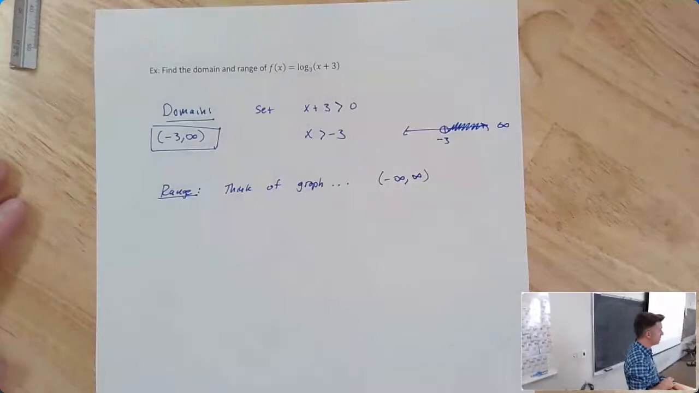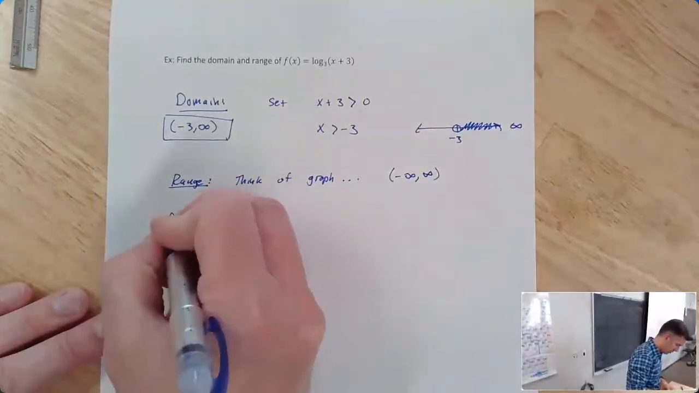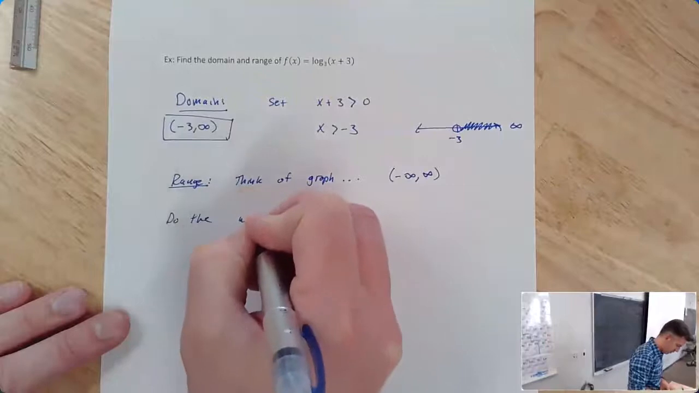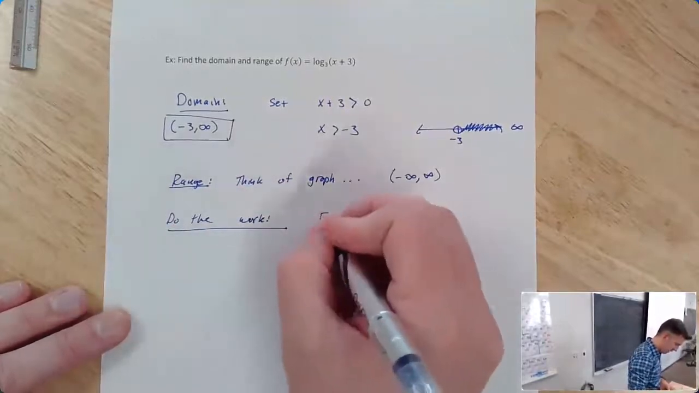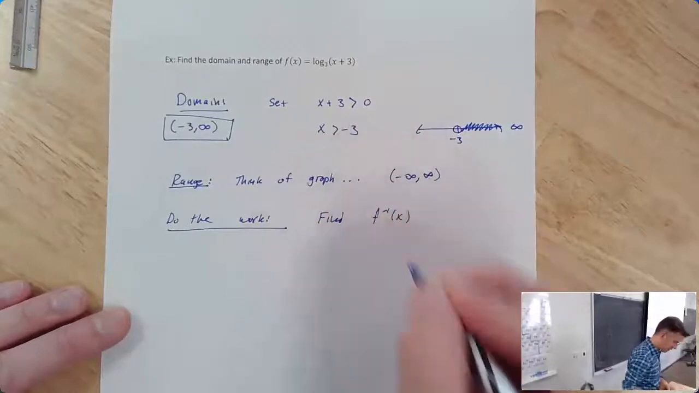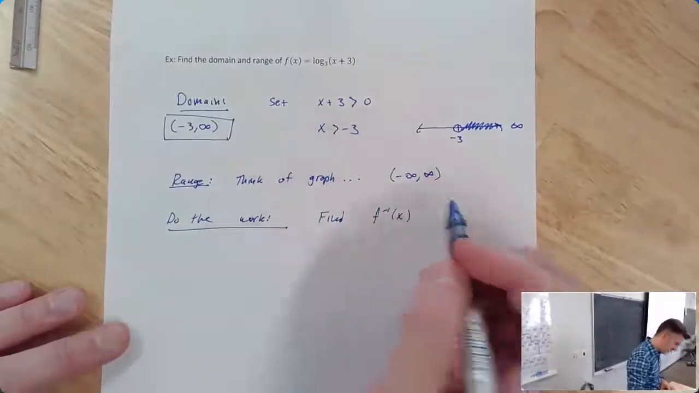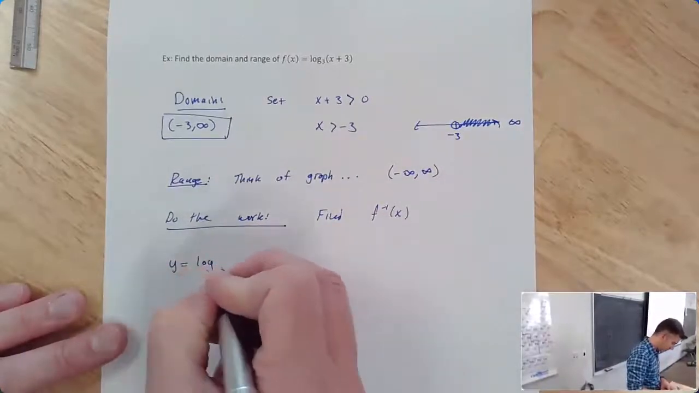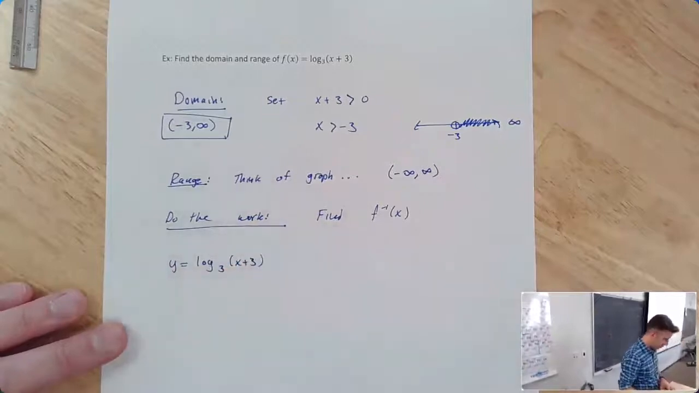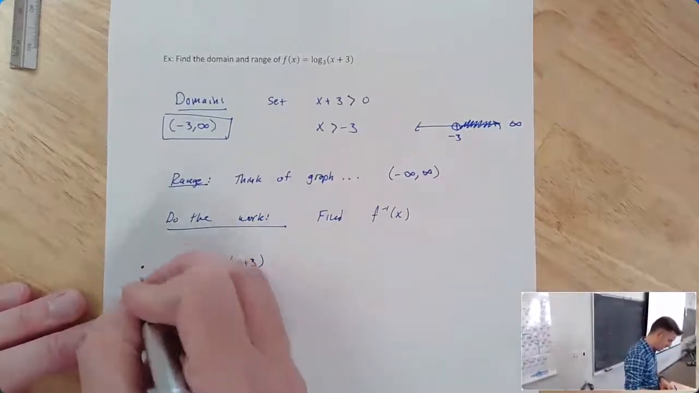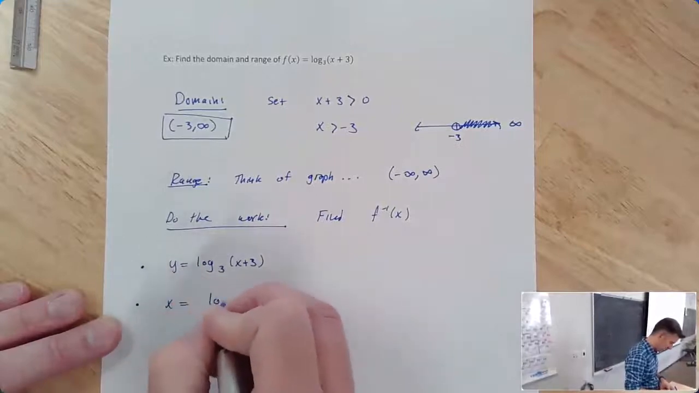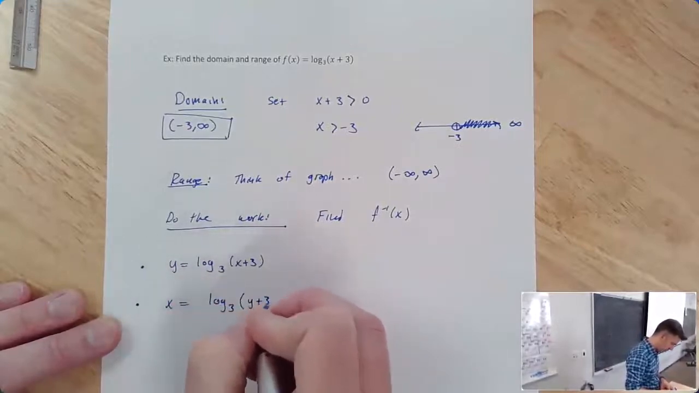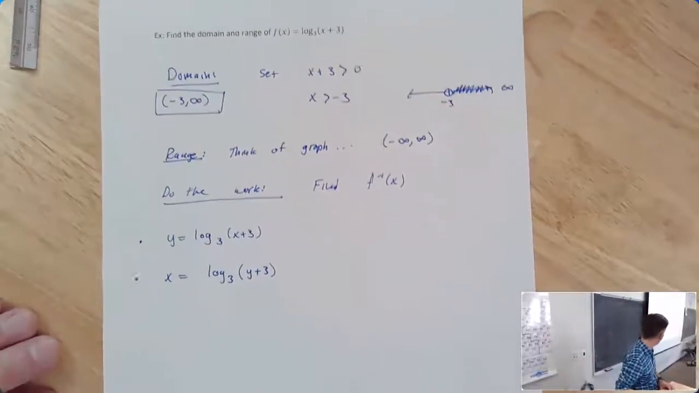Well, let's talk about how we would do this in a more analytical way, where we actually do the work. We're going to find the inverse function, f inverse of x. So I'm going to write down y equal to log base 3 of x plus 3 and, not rewrite it, interchange: x equal to log base 3 of y plus 3. And then we try to solve for y.